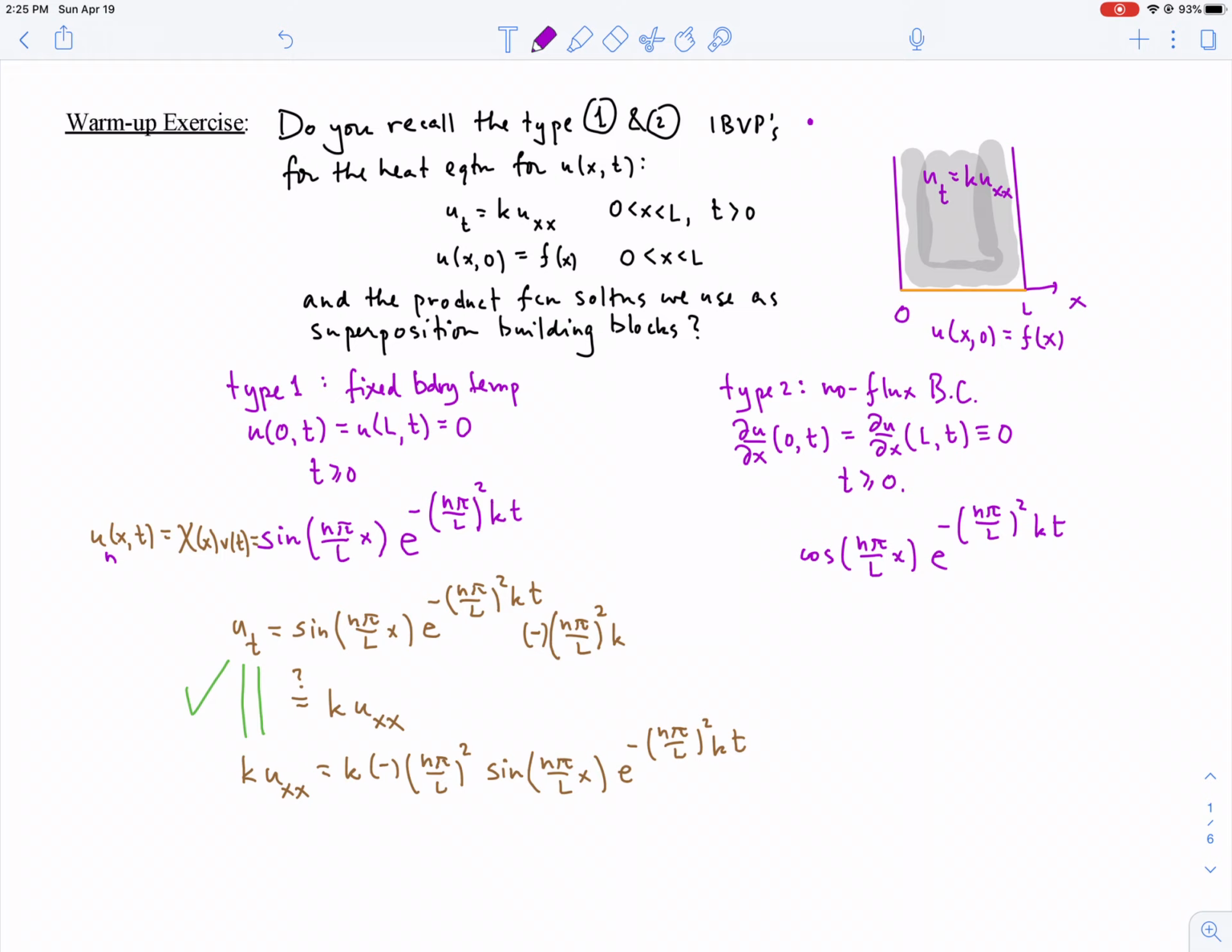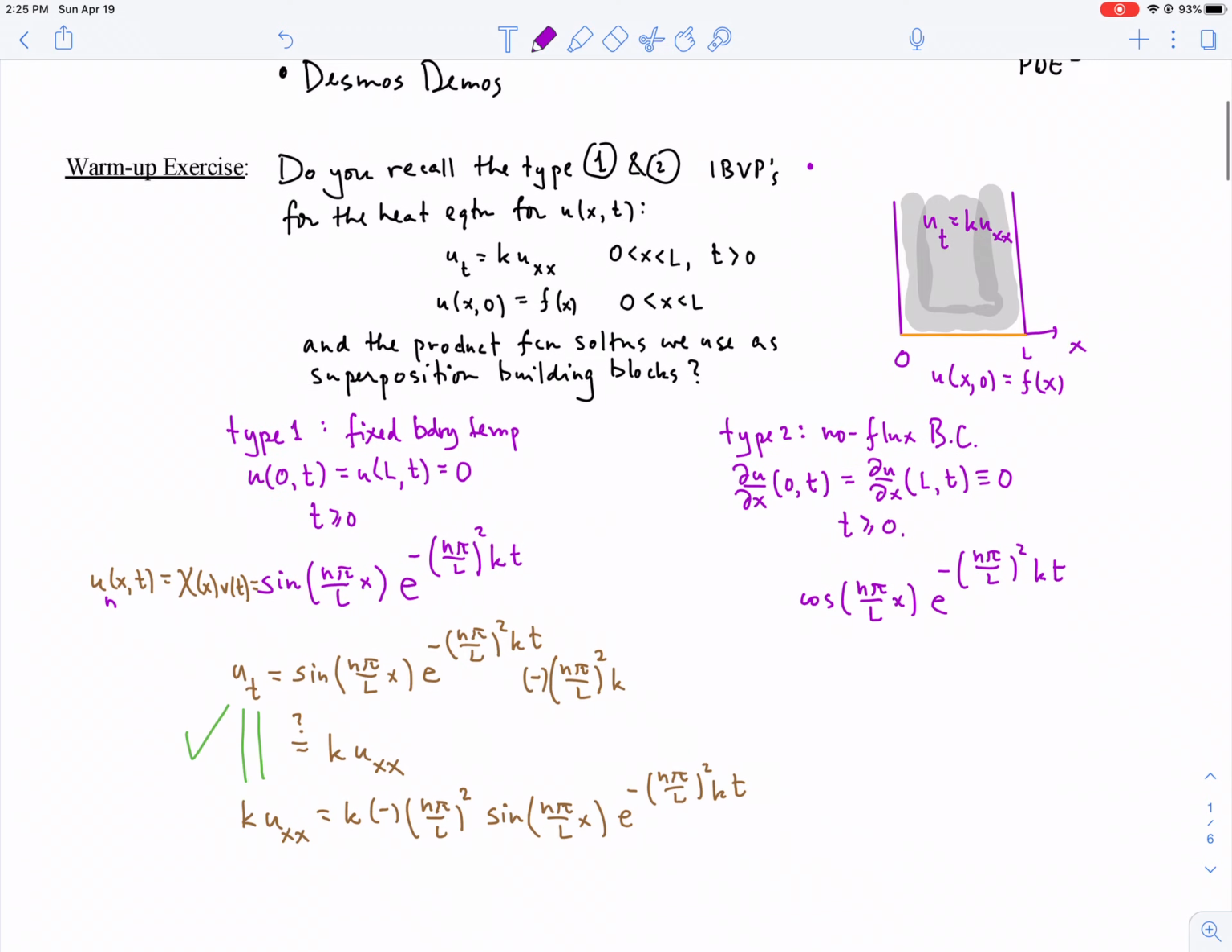You can just see if you take partial u with respect to x of those things, the cosines turn into sines, and because of the n pi over L's, when you plug in 0 or L, those sines will evaluate to 0, so you'll satisfy the no flux boundary condition.